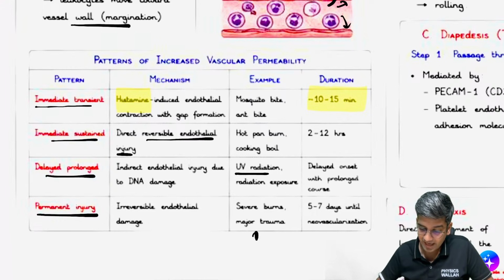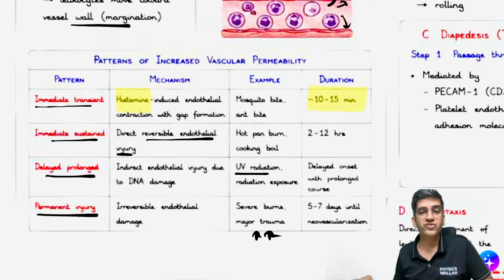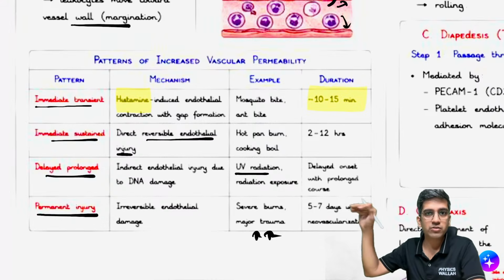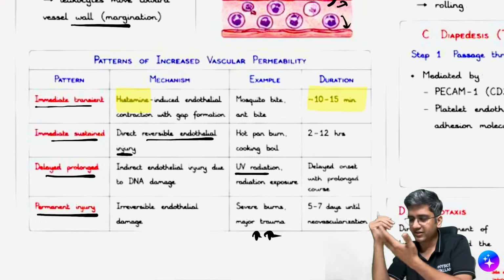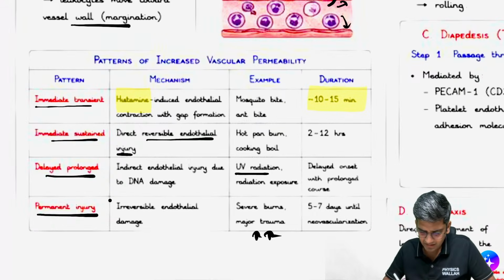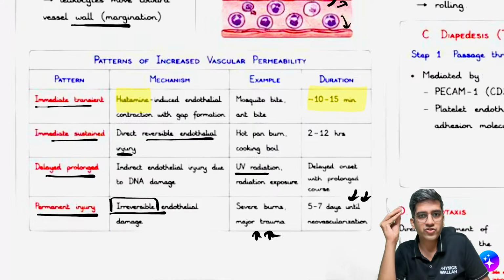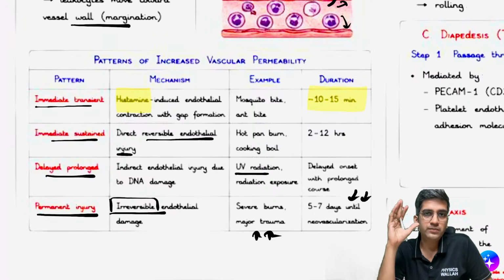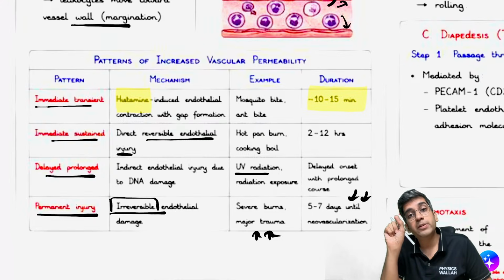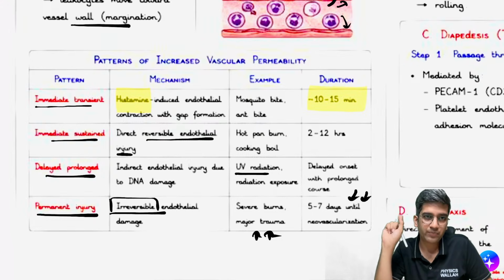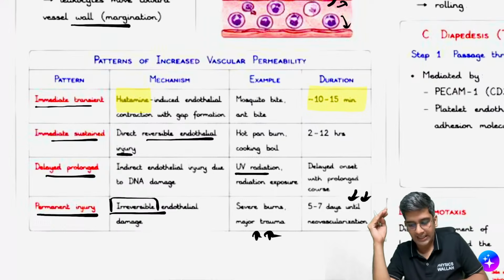Permanent is extremes of insult, severe burns. You put your hand into a person who has burns. The entire thing is gone. So what happens there? It's irreversible endothelial injury, and every irreversible injury minimum requires a week to heal. 5 to 7 days to heal or to have a new vessel formation. But till that point of time, the vascular permeability will keep on leaking, right? So these are 4 patterns for increased vascular permeability.